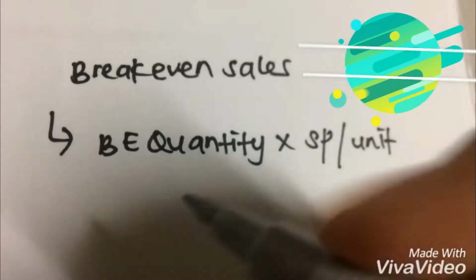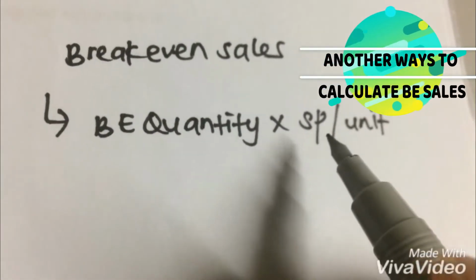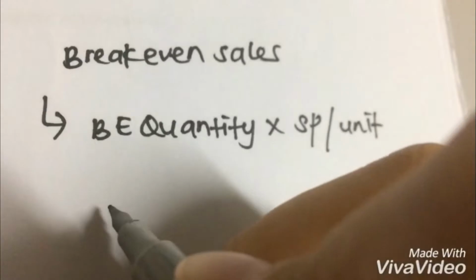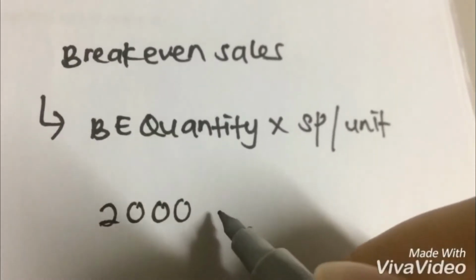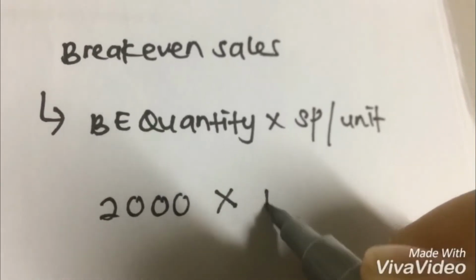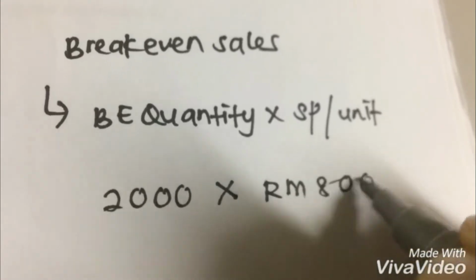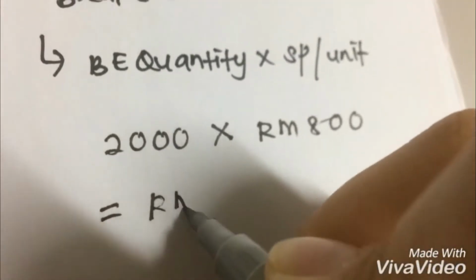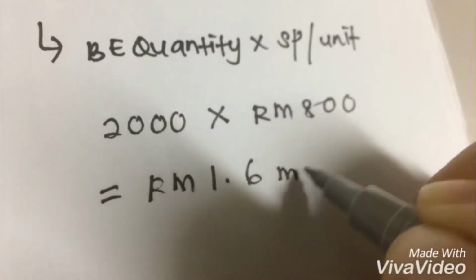To calculate our break-even sales, it is break-even quantity times our selling price per unit. Our break-even quantity is 2,000 units times our selling price per unit, which is 800 ringgit, and you will get RM 1.6 million.